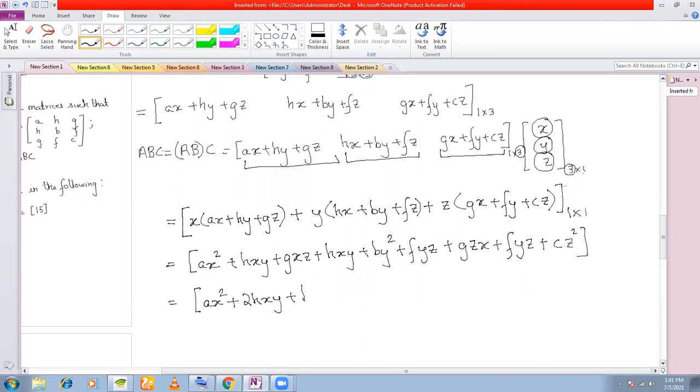you have BY square, plus you have 2GZX, right? Plus you have GZX, 2GZX, and what else you have? You have CZ square also. CZ square. I think this should be it. FYZ. Yes, you have 2FYZ also. 2FYZ. Right? This is what you are getting. This is a 1 by 1 matrix.